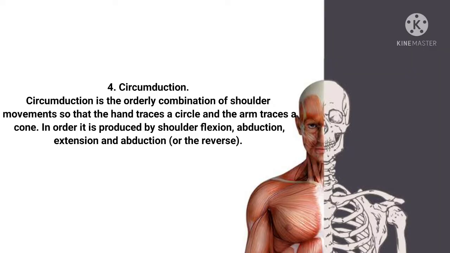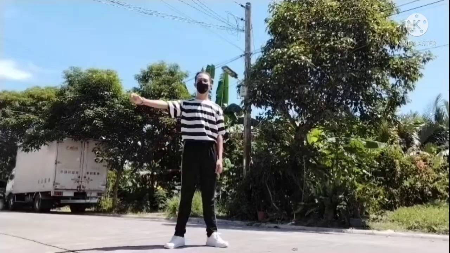Circumduction. Circumduction is the orderly combination of shoulder movements so that the hand traces a circle and the arm traces a cone. In order, it is produced by shoulder flexion, abduction, extension, and adduction, or the reverse.